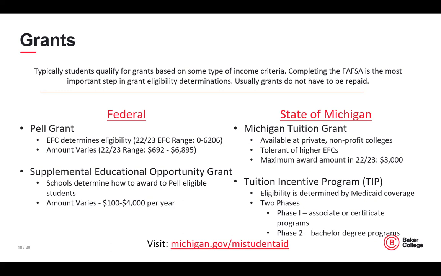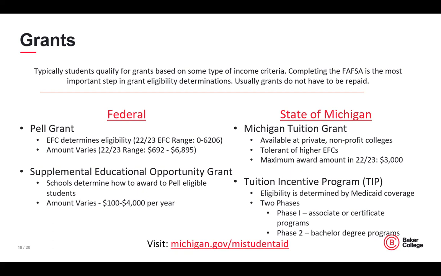The state of Michigan also has a grant program called the Michigan Tuition Grant. The Michigan Tuition Grant, or MTG, is only available at private colleges such as Baker College. MTG is awarded to Michigan residents who complete the FAFSA by March 1st and are attending a private college in the state of Michigan. Now, MTG has a much higher EFC tolerance than the federal grant programs. While MTG is always dependent upon the state's budget, we are anticipating an award of $3,000 for each eligible student for the 2022-2023 academic year.